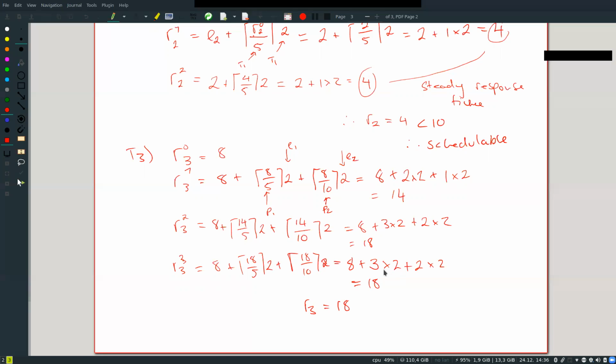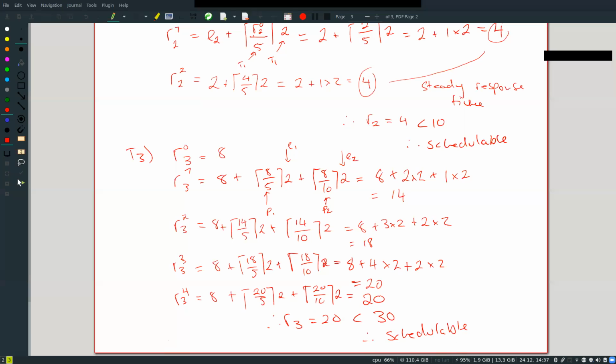Oh, wait, no, this is wrong. I'm not done yet. This has changed. This is a 4. And so this is going to become 20. But I can already see now that R3, 4 will give us the same, because the common denominator of 5 and 10 doesn't change given 20. So we have 20 over 5, 20 over 10, and this also gives us 20. So therefore, response time of task 3 is 20, and this is less than 30, therefore schedulable.